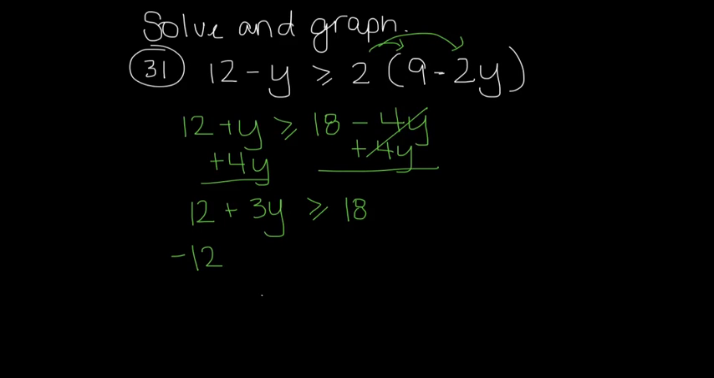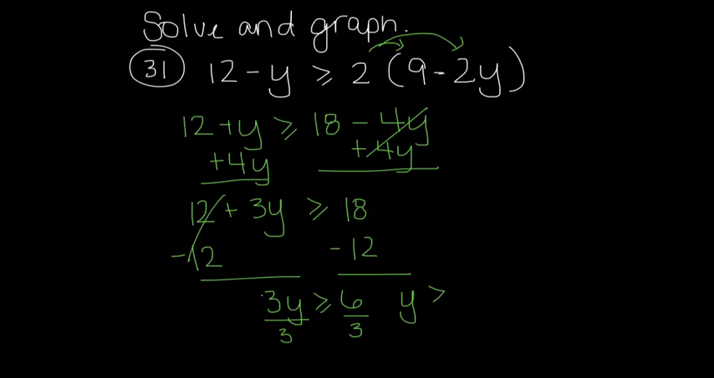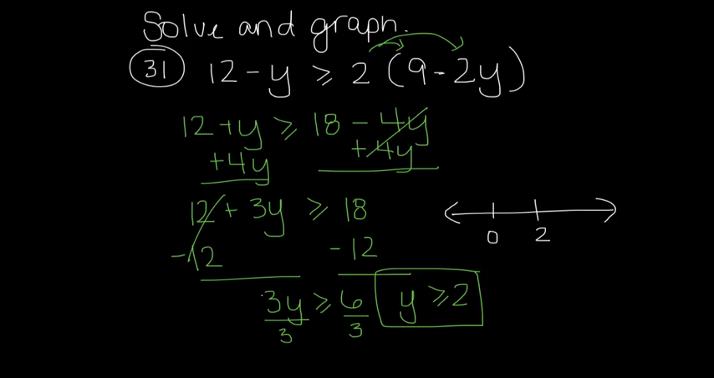If I subtract the 12 from both sides, my 12's cancel, and I get 3y is greater than or equal to 6. Divide both sides by that +3, so nothing happens to my sign. I'm left with y is greater than or equal to 2. To graph that, there's my 0, there's my 2. Because it's greater than or equal to, I'm including the 2 as a solution, so I'll cover that up by closing in the circle and then graph everything to the right.